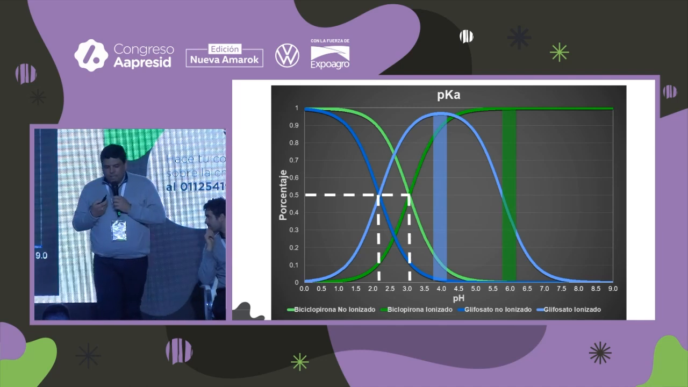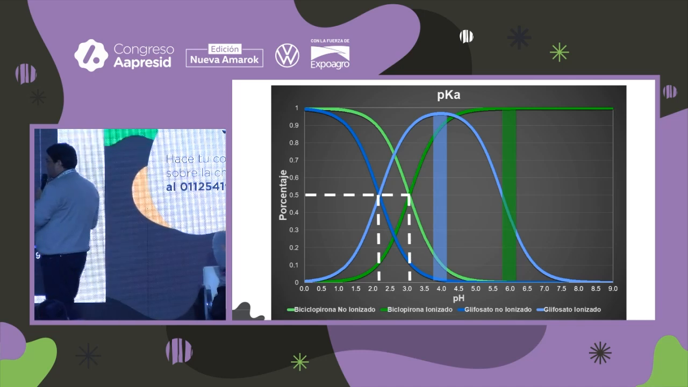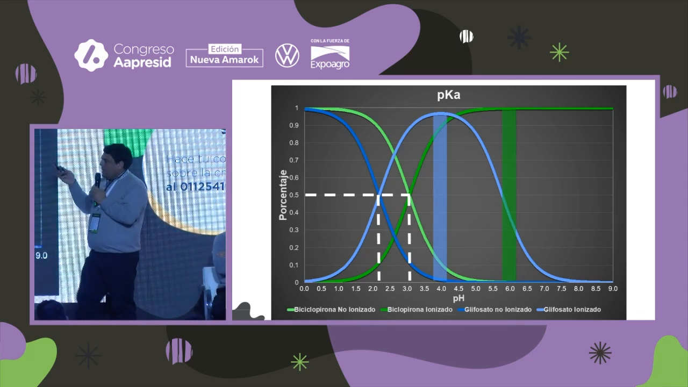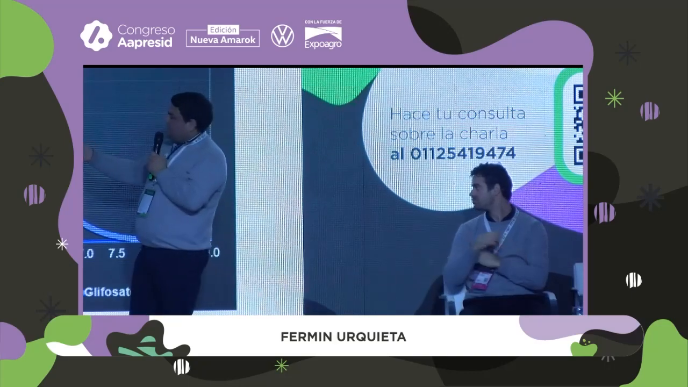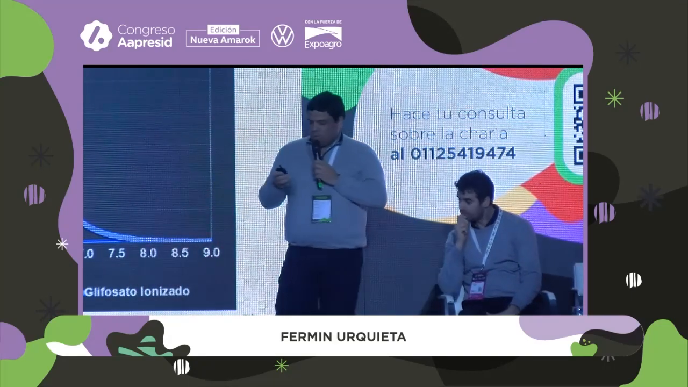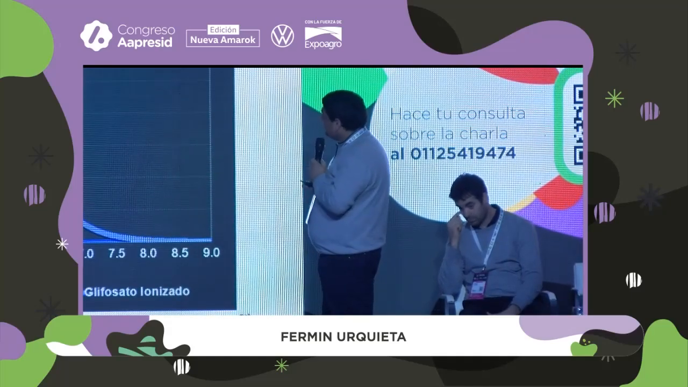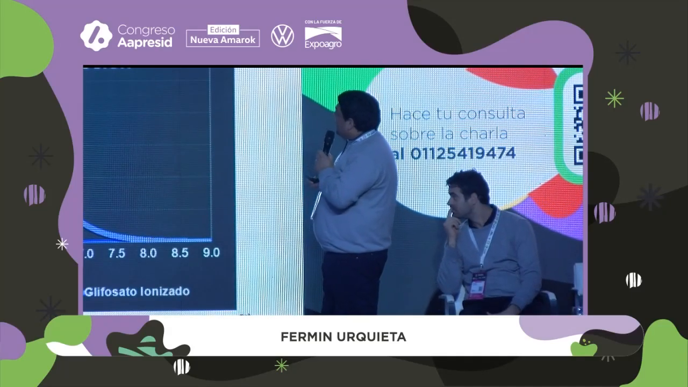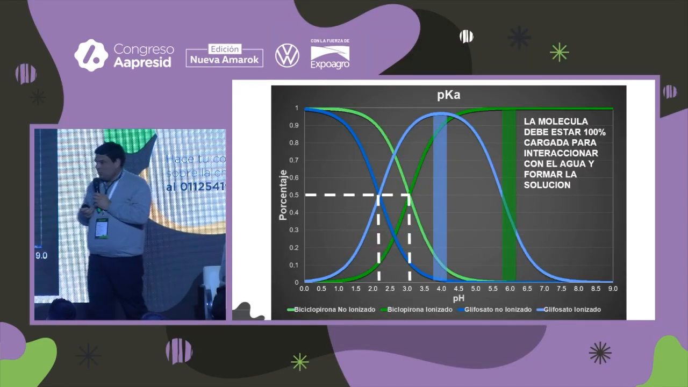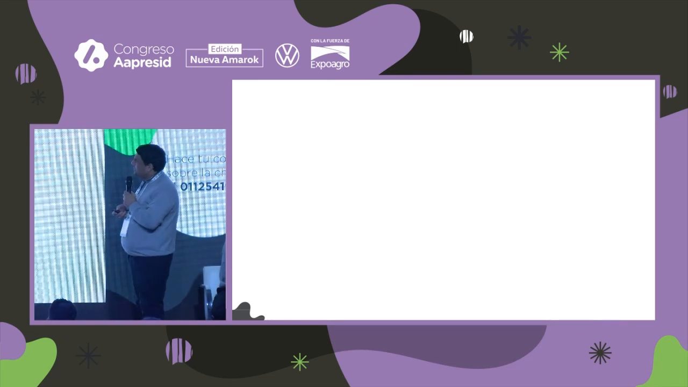The question is, if I can solve the bicyclopyrrone, do I not affect the glyphosate? No, because glyphosate has multiple pKa and it goes from 2.3 to the following one, because there are molecules that have more than one pKa. I didn't want to put a graph because I didn't want to confuse you. The molecule has to be 100% charged to interact with water and to create the real solution.